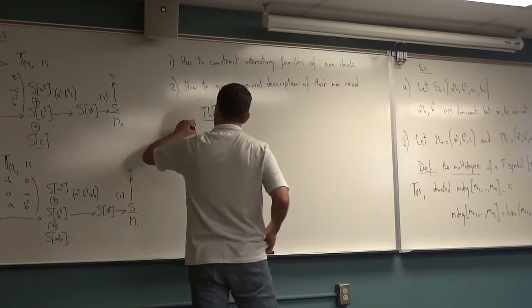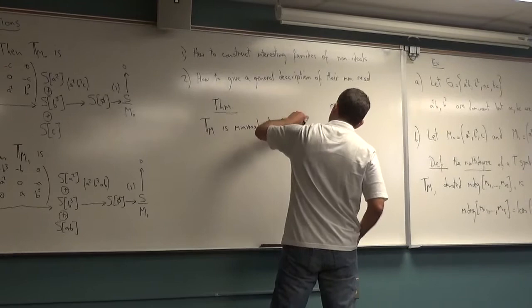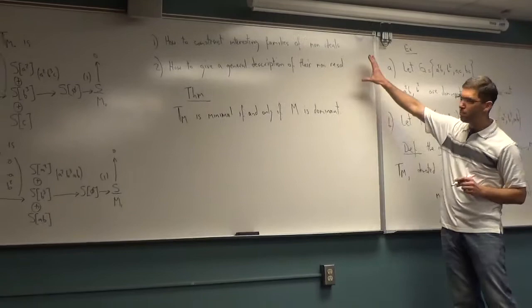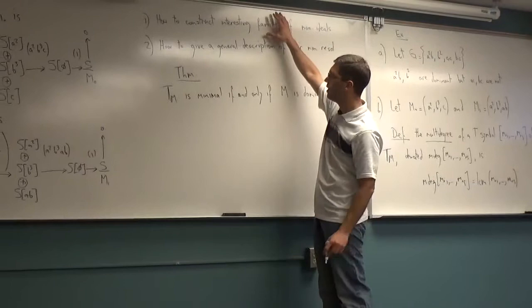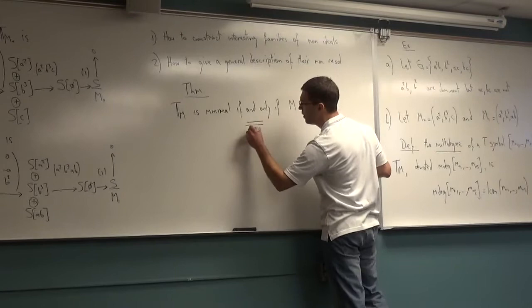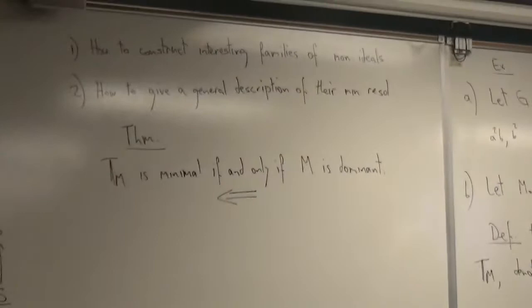As we said before, the Taylor resolution is minimal if and only if the monomial ideal is dominant. Now, let's take a look at the problem one last time. This is the problem I wanted to solve. I was looking for an interesting family, and as I said, the interesting family is the family of dominant ideals. And I had to give the general description of their minimal resolutions, which will be the Taylor resolution. That means that what I had to prove is this implication. Every time I pick a dominant ideal from our family, I had to prove that the Taylor resolution was its minimal resolution, this implication. And this was my first result.